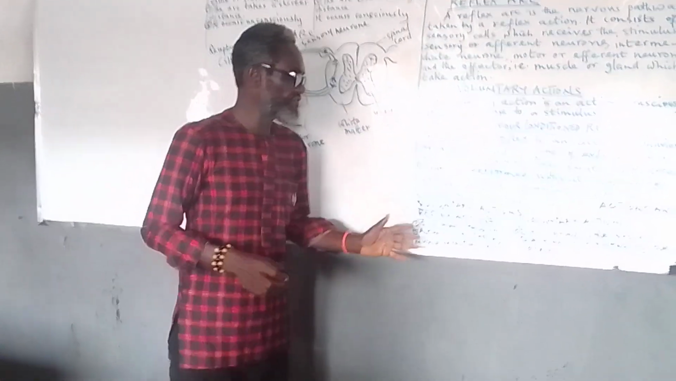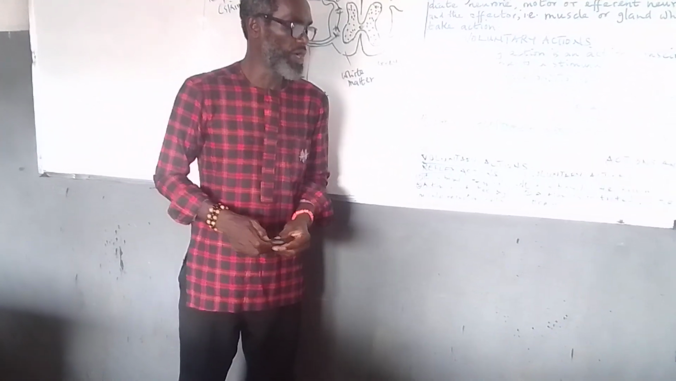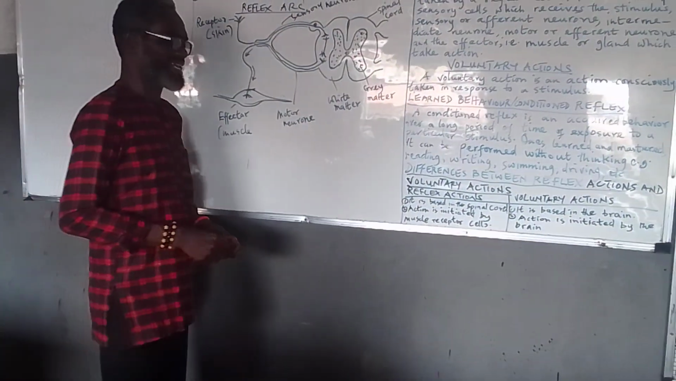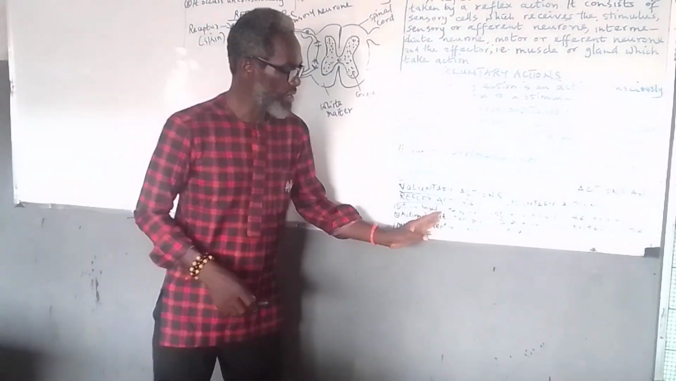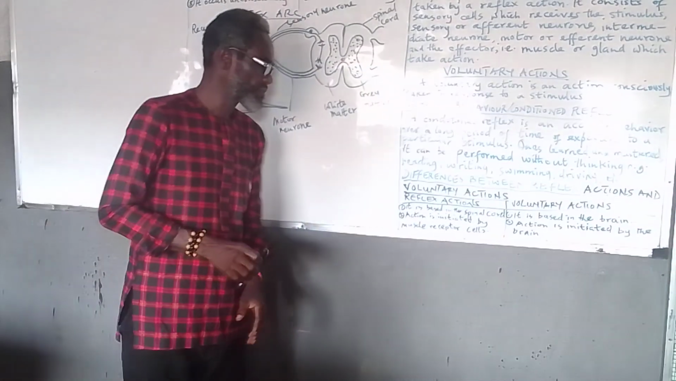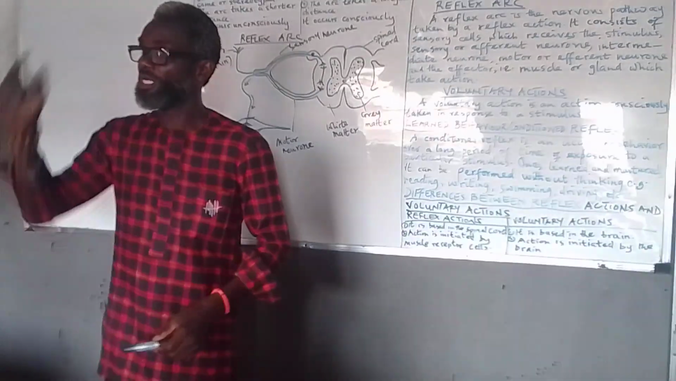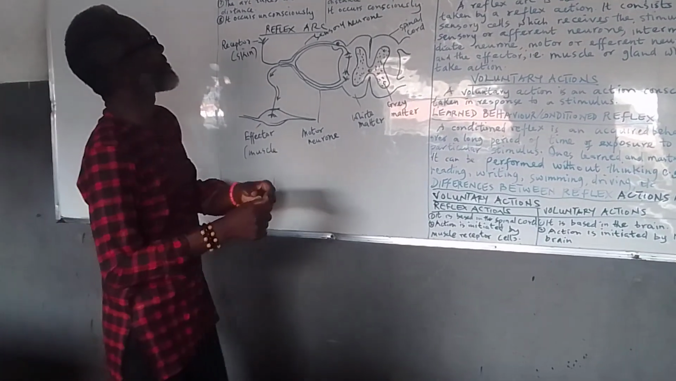So what are the differences between voluntary action and reflex action? Number one, reflex actions are based on the action it gets to the brain. Reflex action is initiated, voluntary action is initiated by what? The brain cell. It involves quick and automatic response.